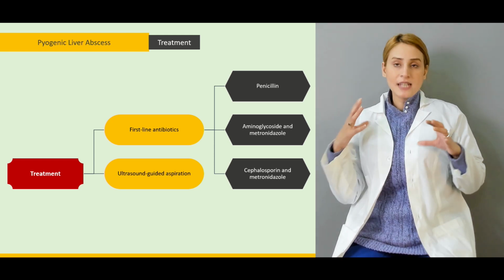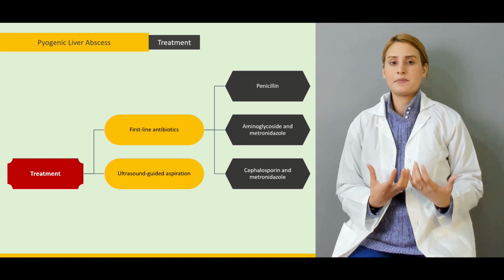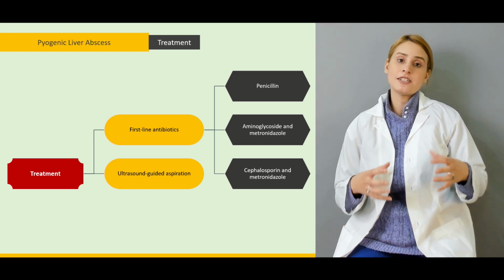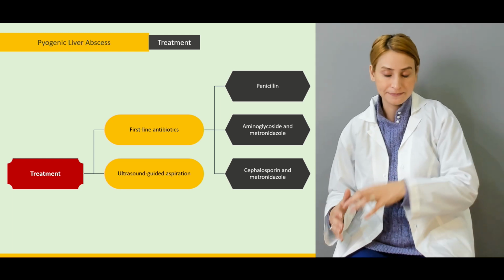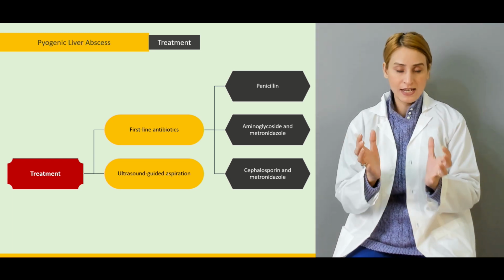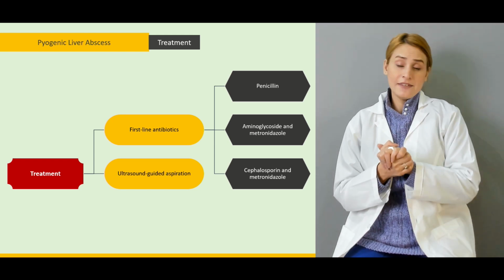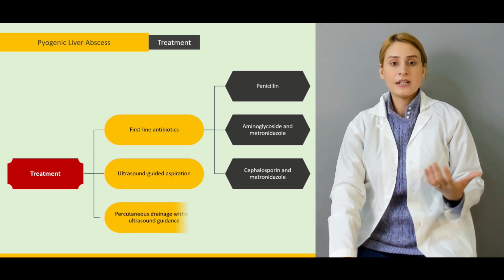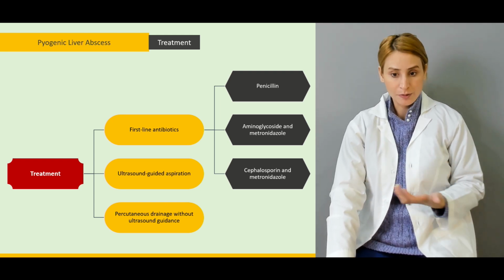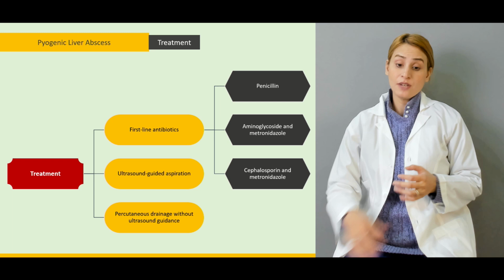Sometimes, if the liver abscess is huge and it's taking a lot of time to resolve with the use of antibiotics, then what you do is ultrasound guided aspiration. A probe is placed on the right upper quadrant, and the live ultrasound image is available for you, and then you can do the aspiration. You go through the percutaneous route. Or you can even do percutaneous drainage. You can also go blindly without the ultrasound guidance.